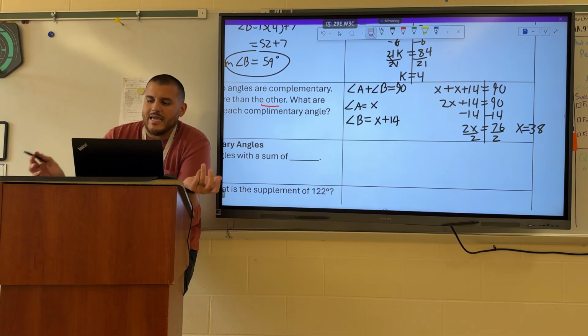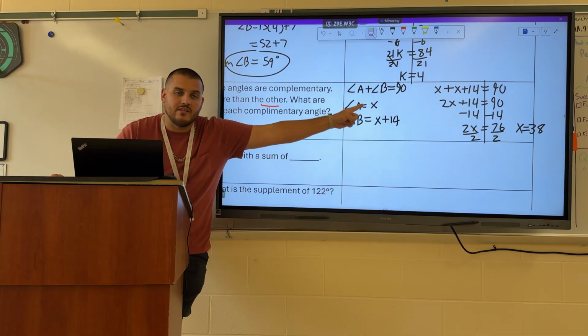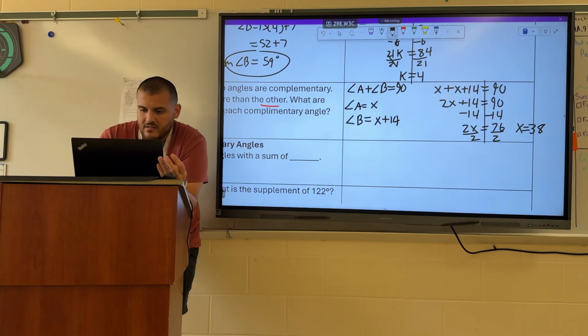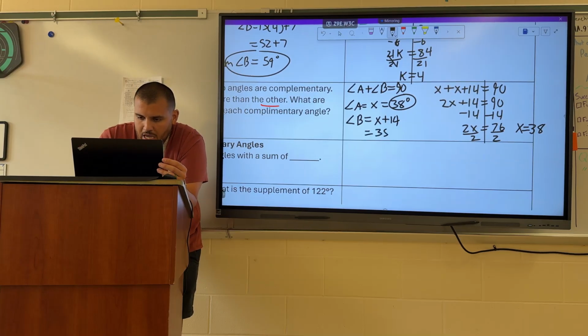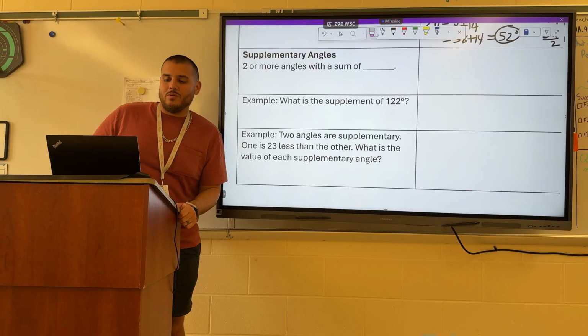All right, now knowing that x is 38, I can find the value of each angle by plugging my x in here to angle A and angle B. Angle A is just x, so it's just 38 degrees for angle A. Angle B is x plus 14, so we have 38 plus 14, that gives us 52 degrees for angle B.